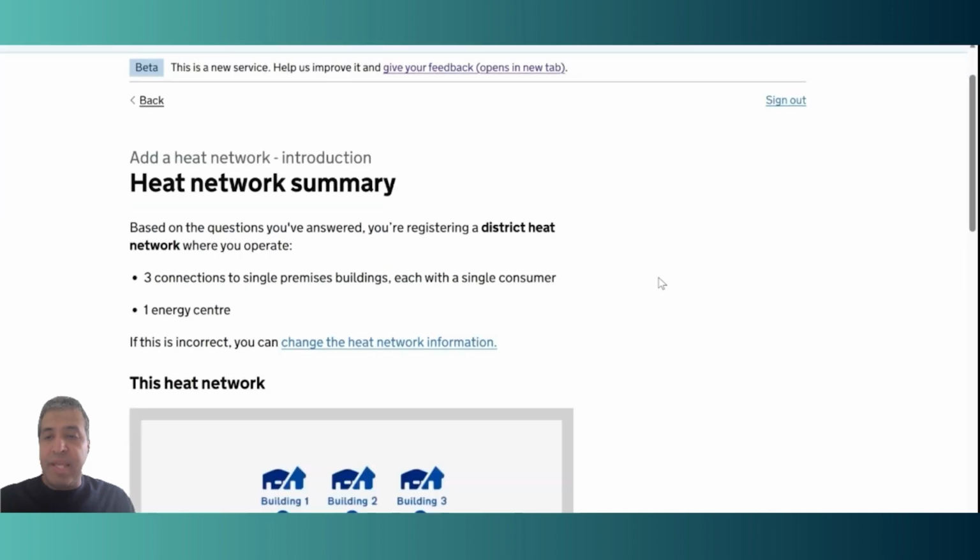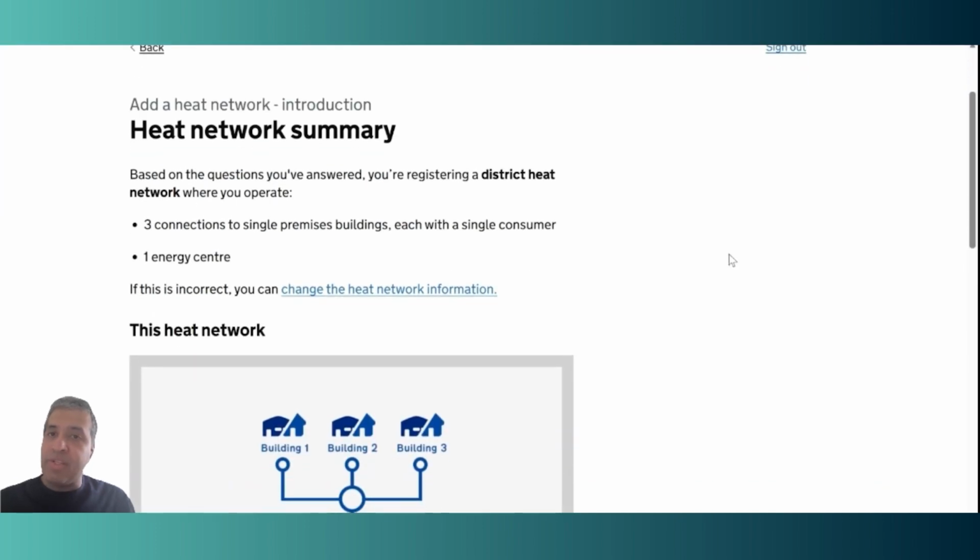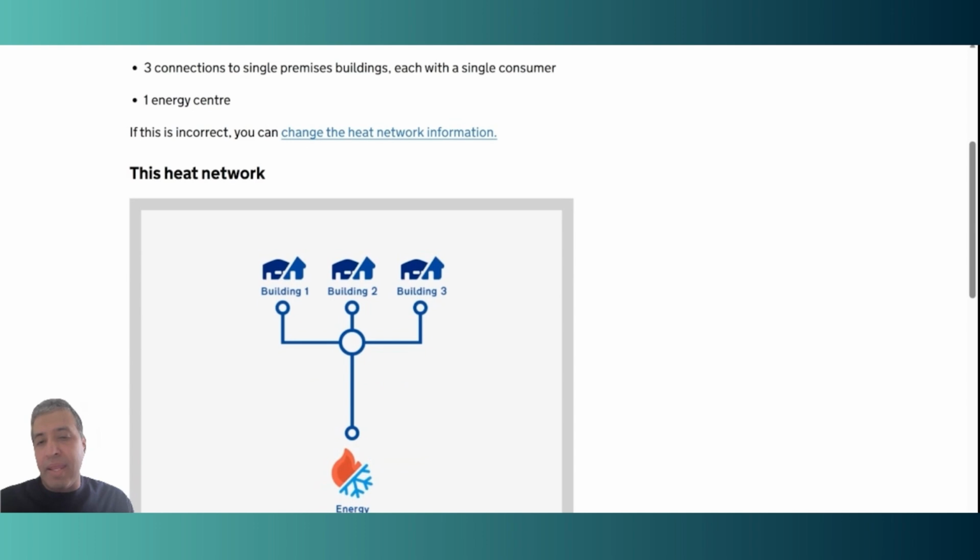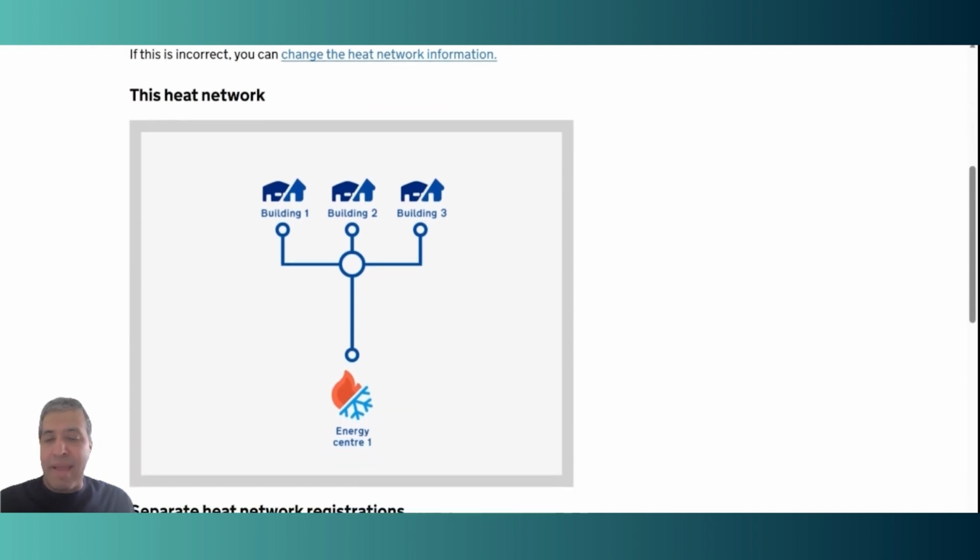Proceeding to the next screen, we then get a heat network summary screen, which plays back the information that we've provided. As you recall, we've indicated that there are 5 buildings on the heat network, 2 of which are communal buildings, and 1 energy centre. What gets played back here is essentially a diagram, a schematic of the heat network that is going to be registered as part of this journey. So you'll see this diagram. There are 3 buildings there as well as 1 energy centre.